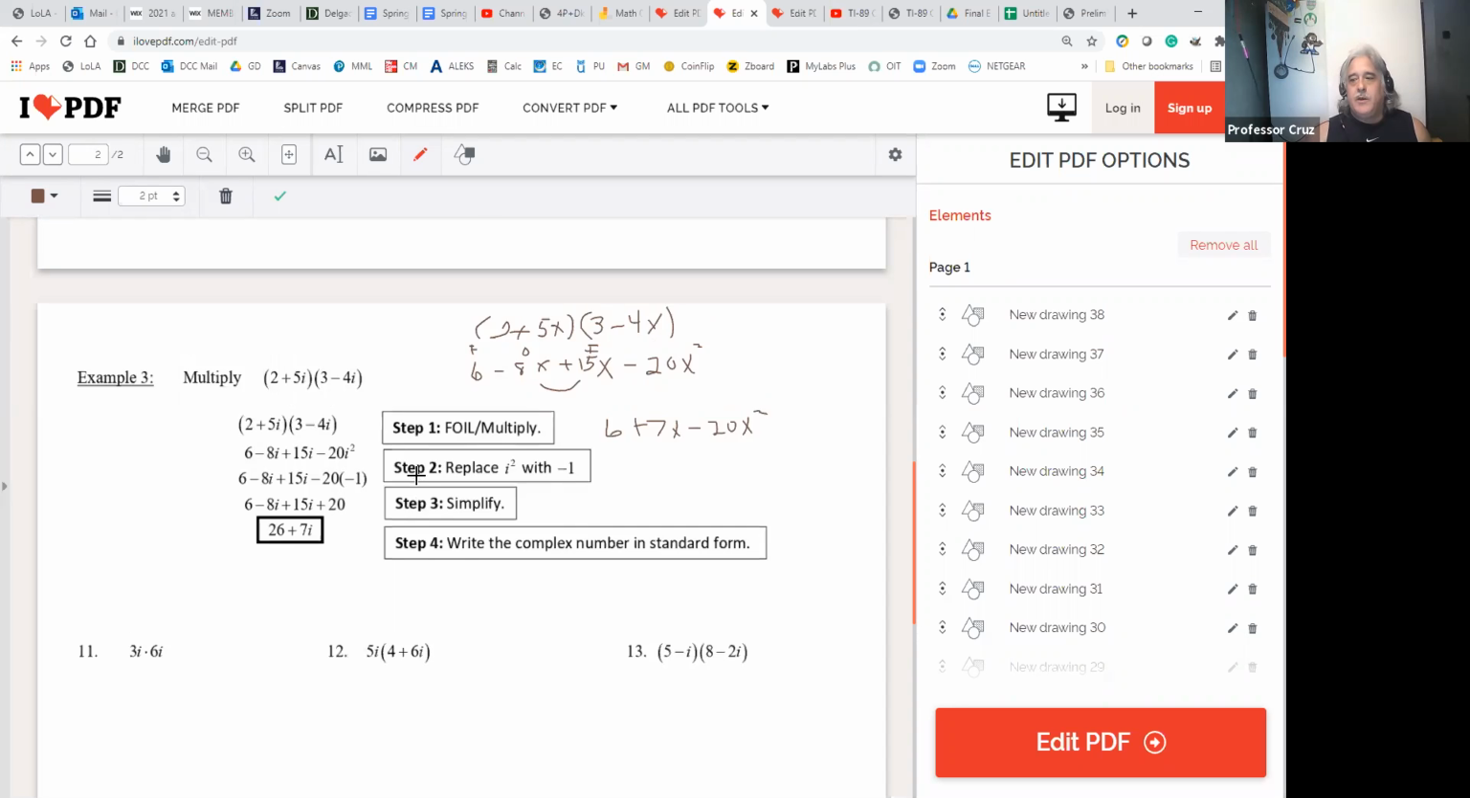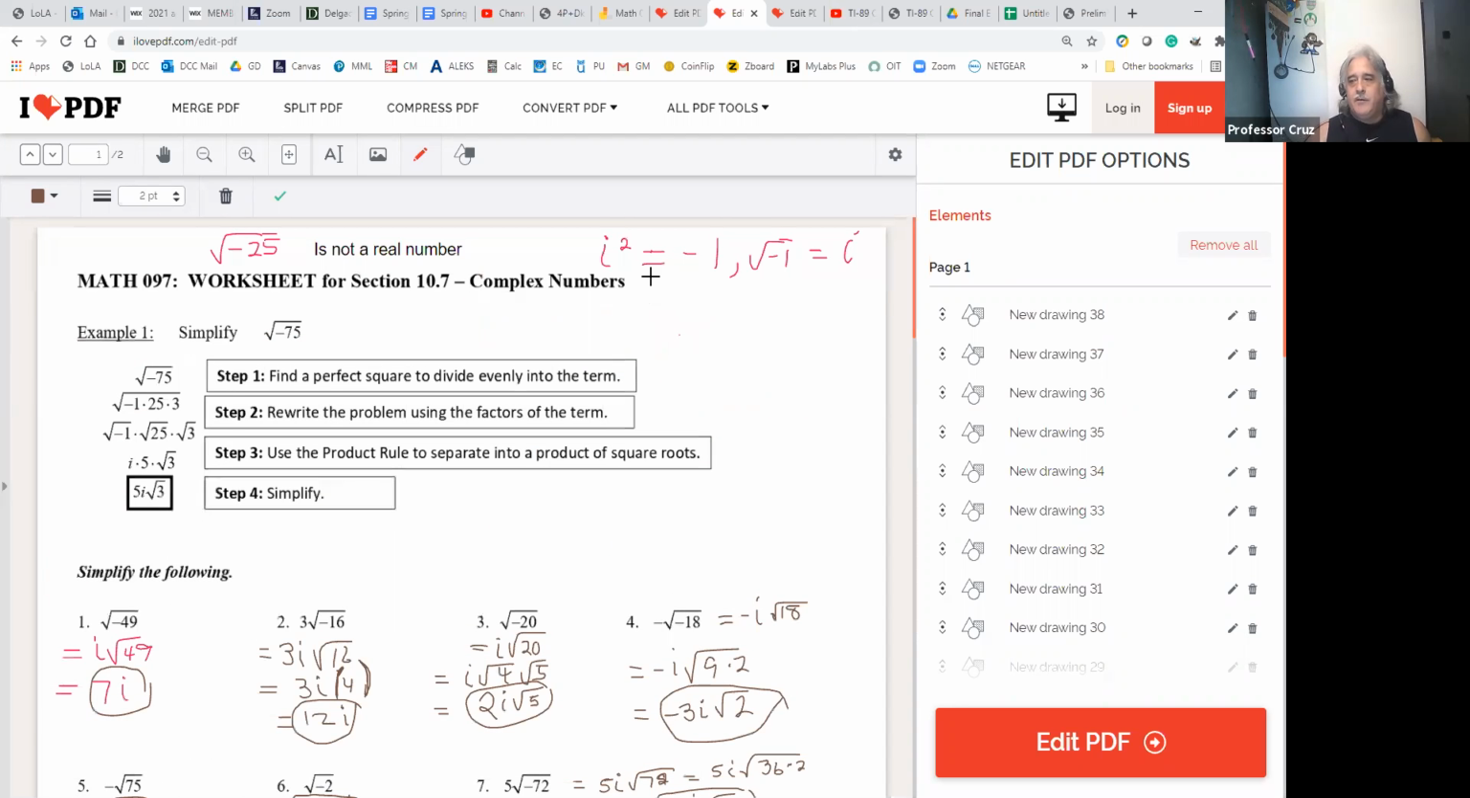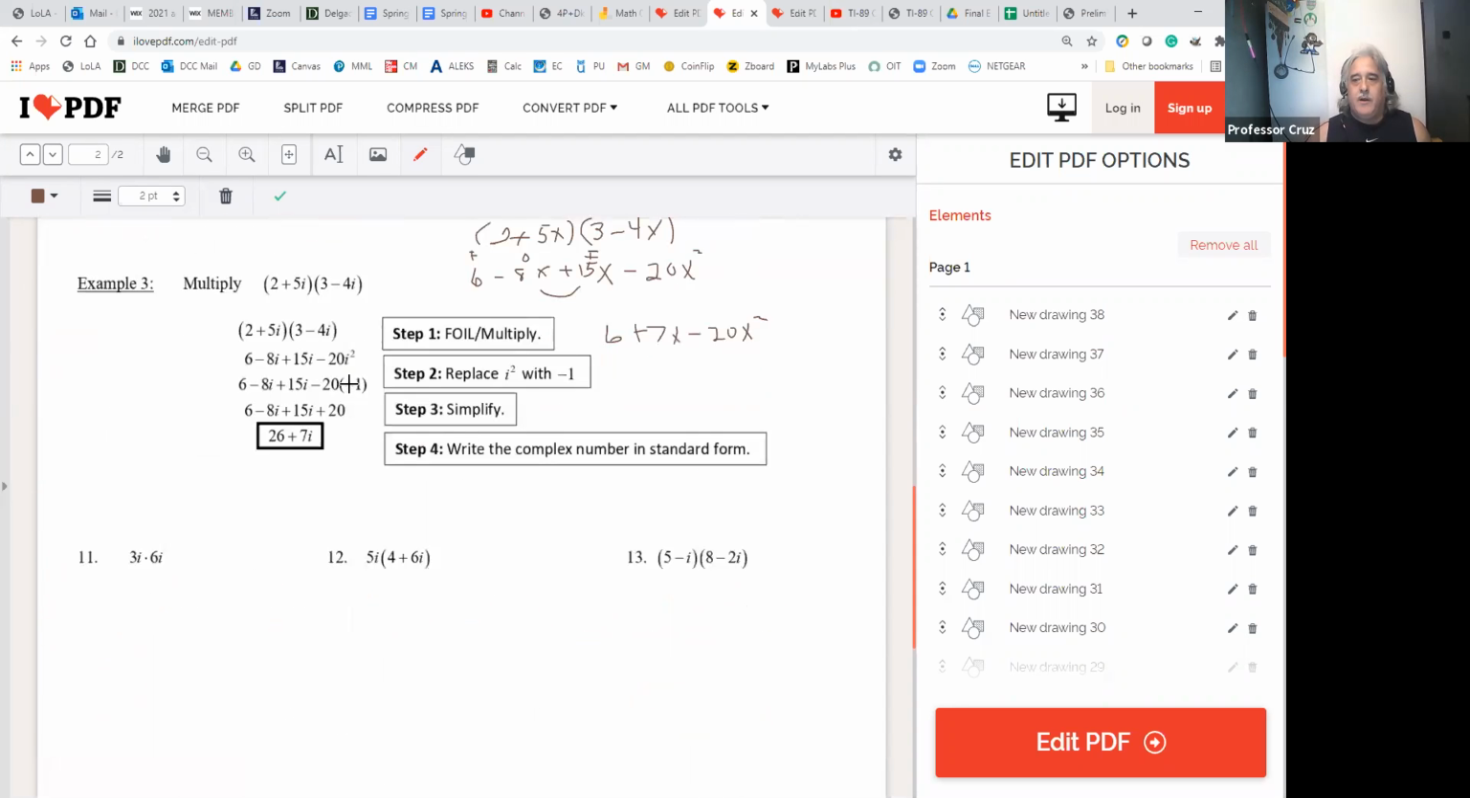Well, the one change we can make is what we learned up here, that i squared is equal to negative 1. So negative 20 times negative 1 gives us a positive 20. Now notice that we simply put together these and these. So 6 plus 20 is 26. Negative 8 plus 15 is plus 7i.